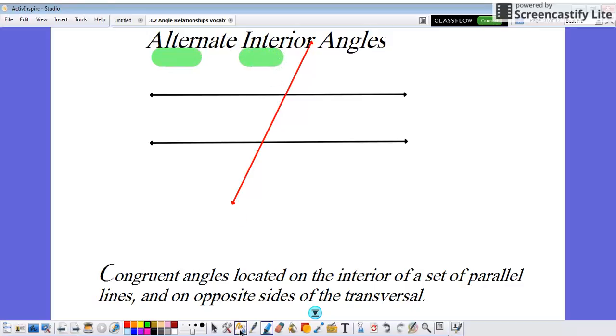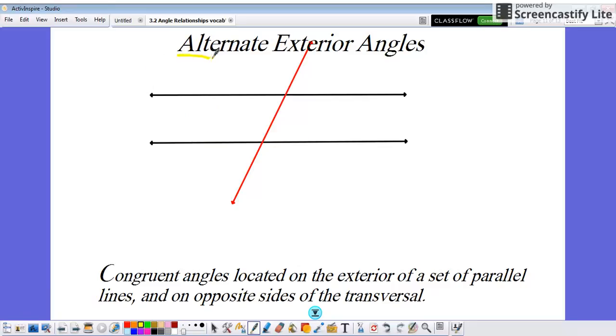Alternate interior. I meant to underline that. Sorry about that. That means they're on the inside of the parallel lines, but on alternate sides of the transversal. If you were dribbling a basketball with your right hand and then dribbling with your left hand, and all of a sudden your crazy coach yells out, "Hey, alternate your hands." That means to go back and forth on either side. So alternate means either side of the transversal. Interior is referring to the interior of the parallel lines there, or the inside.